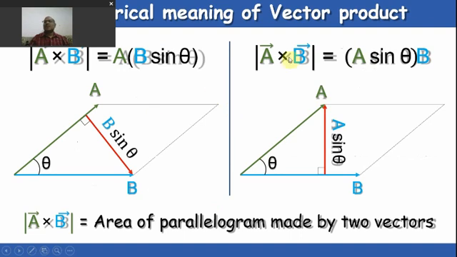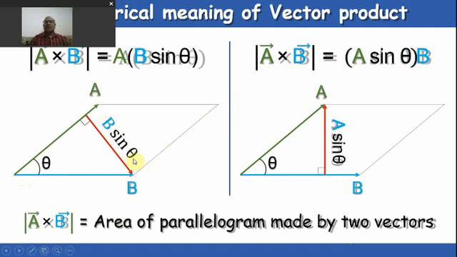There are certain different meanings of vector product. A cross B is equal to AB sine theta, and the magnitude of A cross B is the area of the parallelogram made by the two vectors. If we have two vectors B and A, and we draw a perpendicular such that B sine theta has this value, the parallelogram can be created.